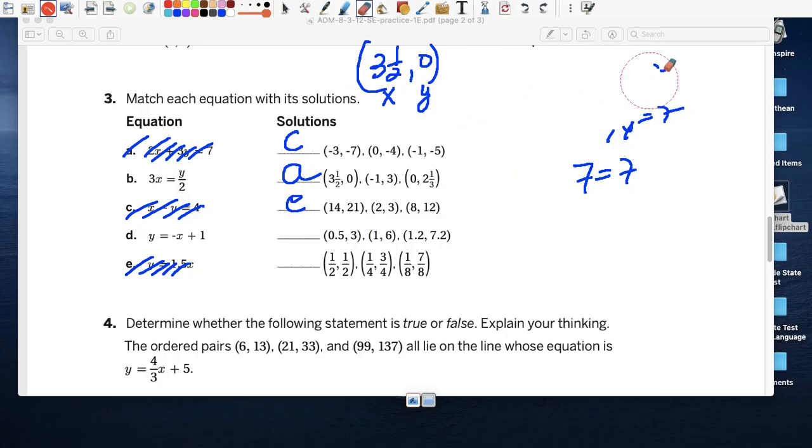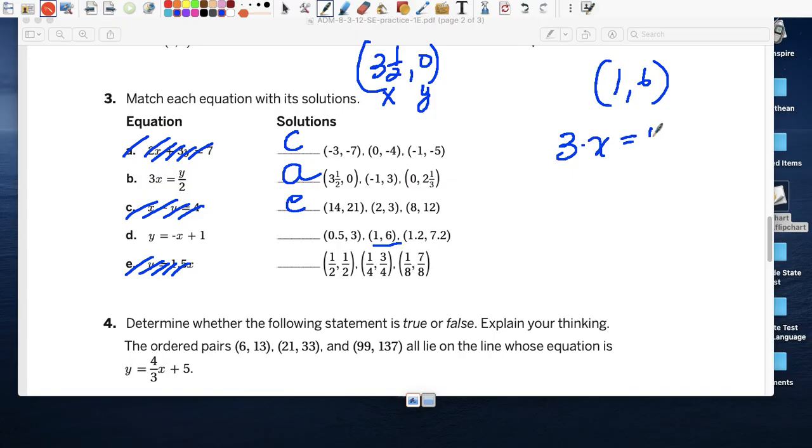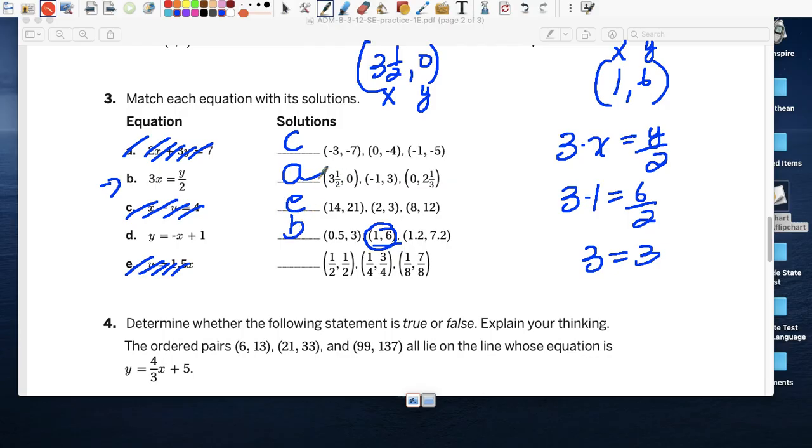So let's pick another point that has a 0. Let's try this one. 0.5. That's not another easy point. Just try this point 1 and 6. Let's try it in equation B, which is 3 times x equals y over 2. So let's replace x with 1. So we got 3 times 1. Let's replace y with 6. We get 6 over 2. And look at that. They're equal to each other. So this point right here satisfied equation B. And obviously, the last one, D, will be here. And we don't even have to do that.